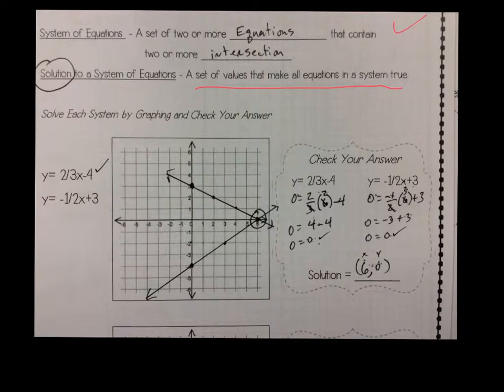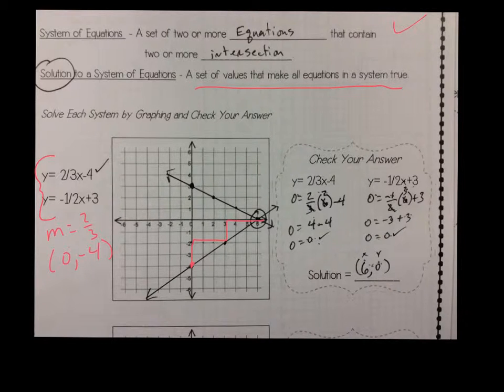For instance, down below we have a system. Notice we have two equations. That makes up a system. Remember, you use your slope. So the first one I used a slope of 2/3 and a y-intercept of 0, -4, and that's what I plotted right here. Then using up 2, right 3, up 2, right 3, I basically plotted my line.